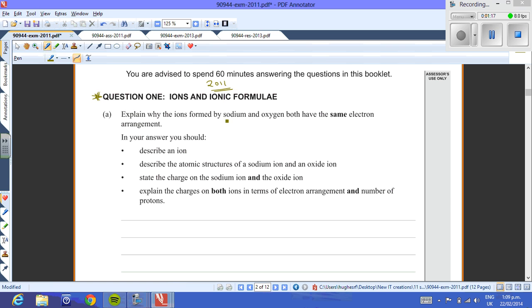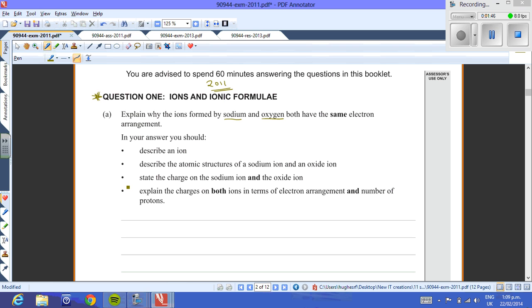The only difference was they changed the elements they're talking about. You can see the structure is exactly the same. You have to describe an ion, whereas in the sample paper they said define what an ion is. You have to describe the atomic structures of a sodium ion and an oxide ion, which was necessary in the sample paper too, then the charges on the ions, and then explain the charges in terms of electron arrangement and number of protons. It's a very, very similar question to the 2011 sample paper.